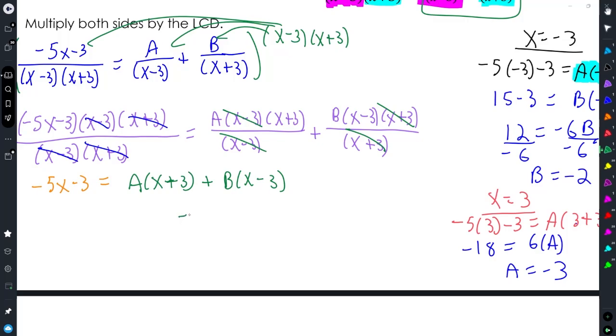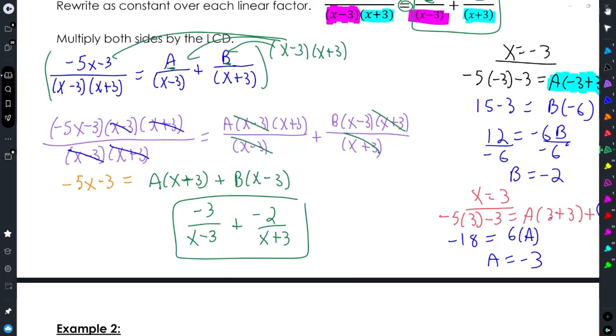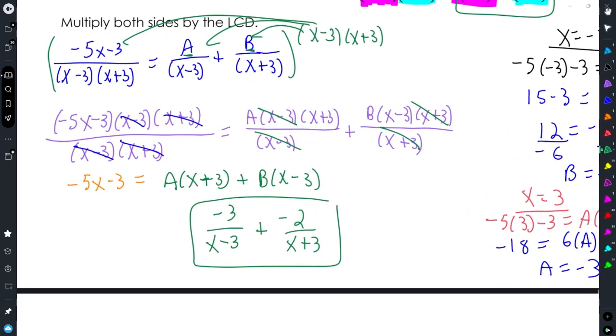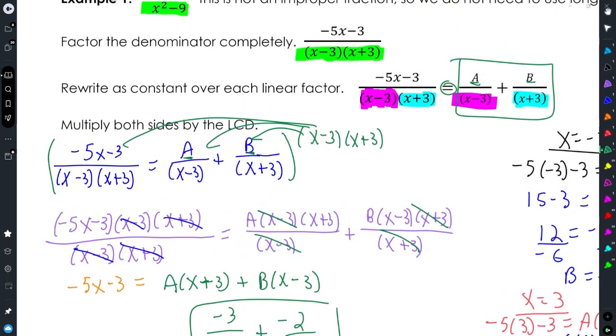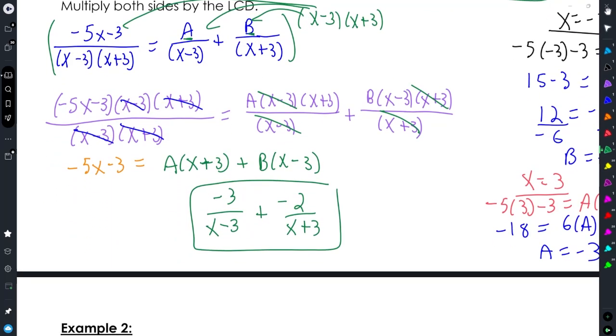So now we're going to substitute that back in. So it's going to be negative 3 over x minus 3 plus negative 2 over x plus 3. I just substituted in my A and B values up here. So these two fractions, and if you want, you can check it. If you add these two fractions, getting common denominators, you will get what we started with, negative 5x minus 3 over x squared minus 9.